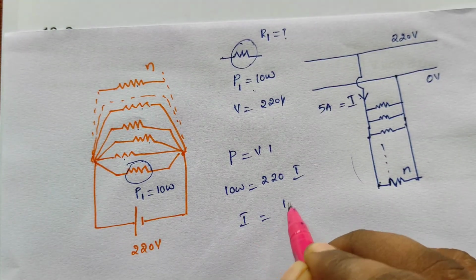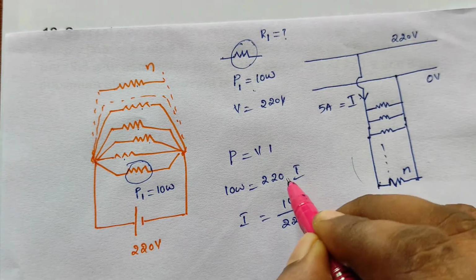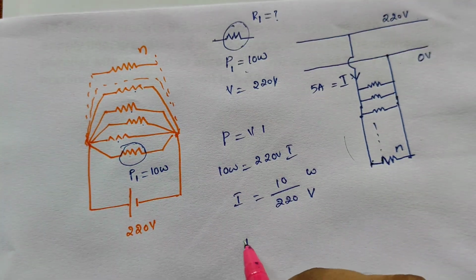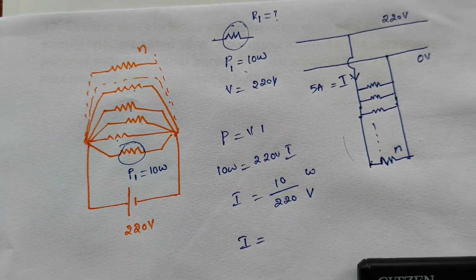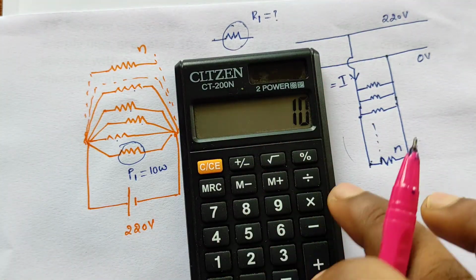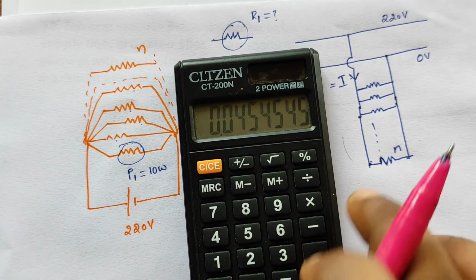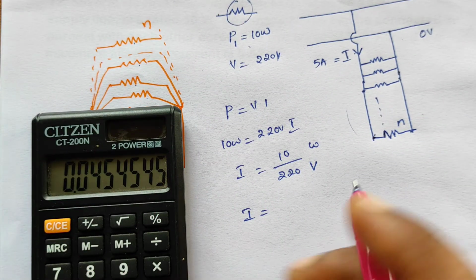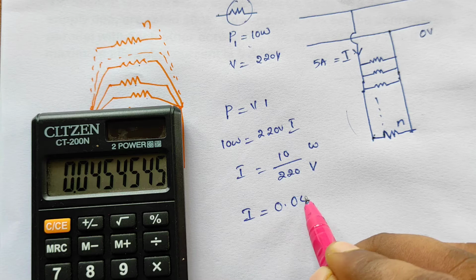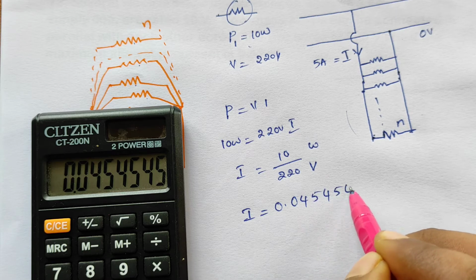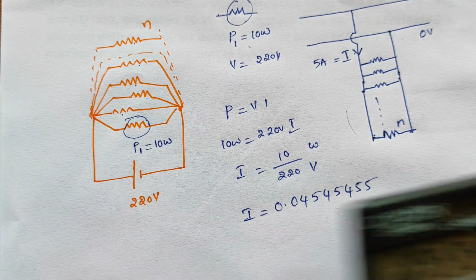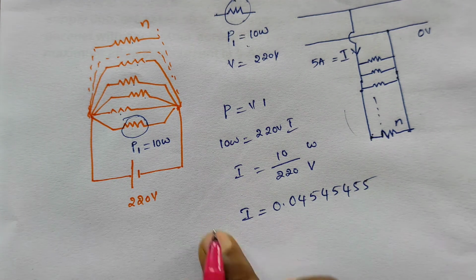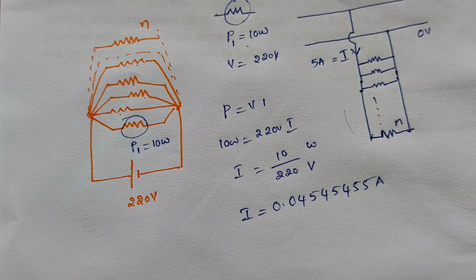So current is equal to 10 watts divided by 220 volts. Now I is equal to how much? 10 divided by 220 is equal to 0.04545455. I'm going to write the total value. So this is the total current which is needed for one bulb.